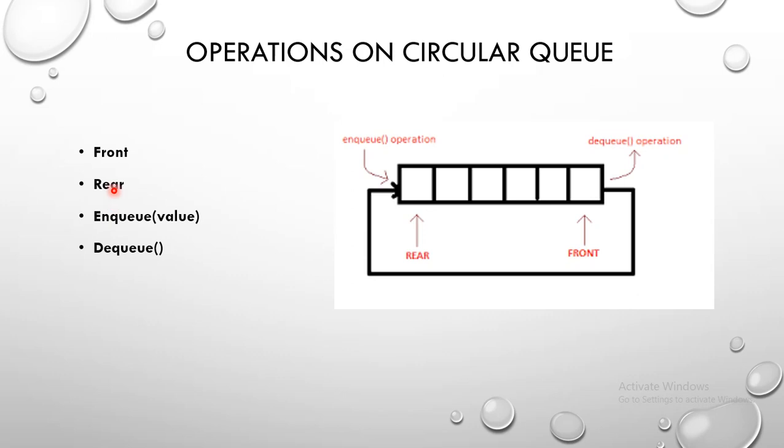Rear: insertion is done from the rear part, and if your queue is not empty, it will return the value pointed to by the rear pointer in the circular queue. Then comes the enqueue operation with the value as a parameter. It will insert the value inside the circular queue by circularly increasing the rear pointer, which we will discuss in detail. The dequeue operation will return the value which is deleted, and it will also circularly increase the front pointer, and we will discuss it in detail.